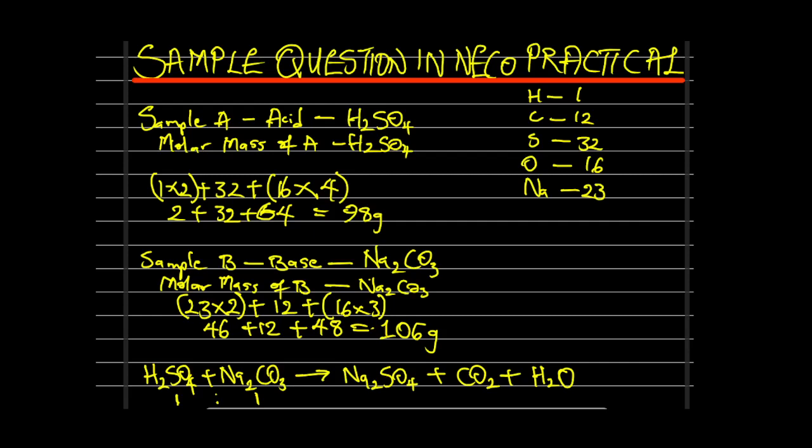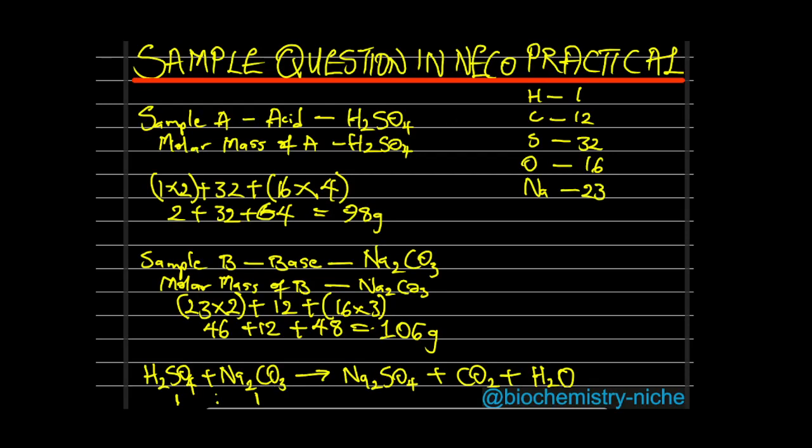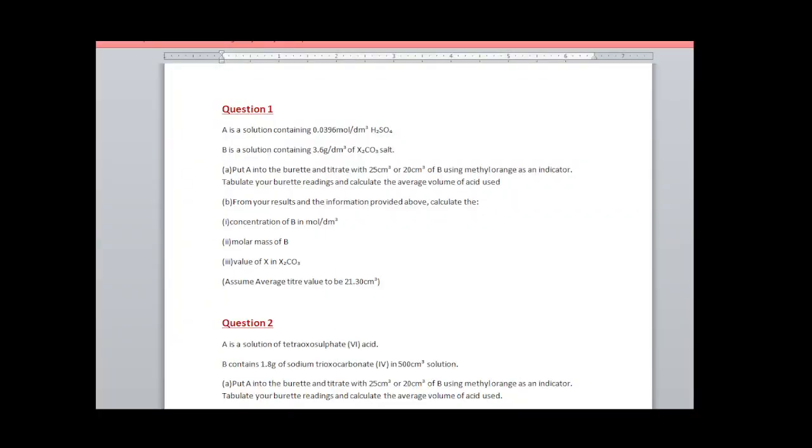So these are some pieces of information that you'll be needing in the questions that we have to solve from this moment onward. So let us kick it off now by taking the first question. The first question says we should calculate the concentration of B in moles per dm cube. Let me quickly take the question again.